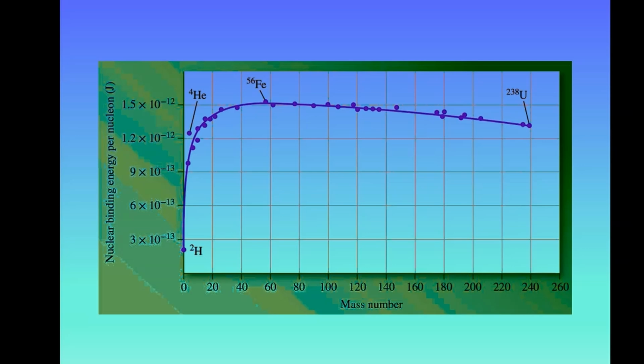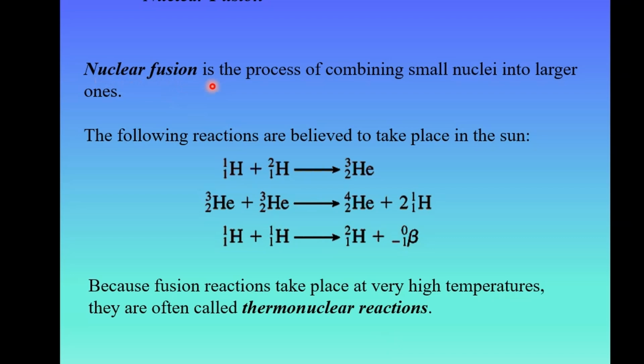So let's talk about nuclear fusion first. What is nuclear fusion? The process of combining small nuclei together into larger ones. So here's hydrogen, here's deuterium, here's some weird isotope of helium. Here's that same helium isotope, 2 of those becoming our normal helium and a normal hydrogen. 2 normal hydrogens becoming deuterium and giving off a high energy electron.